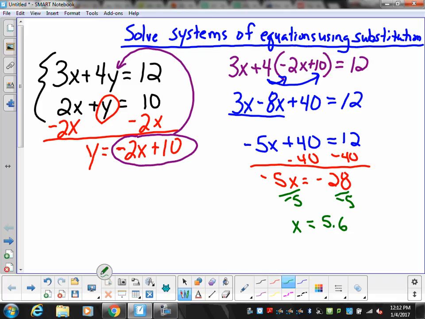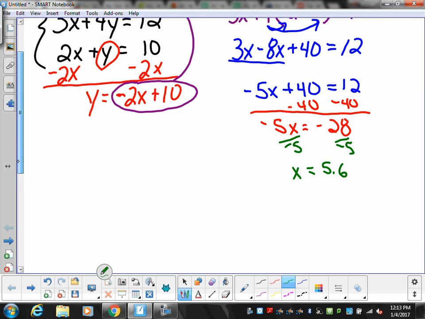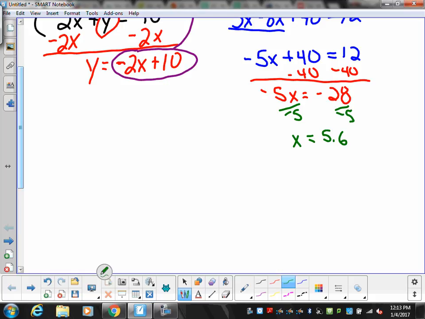Alright, second thing on this, now that we have what x equals, we know x equals 5.6, we still need to find out what y equals. Okay, so we're going to take our value for x, which is 5.6, and we're going to substitute it into this equation where x is to get y.